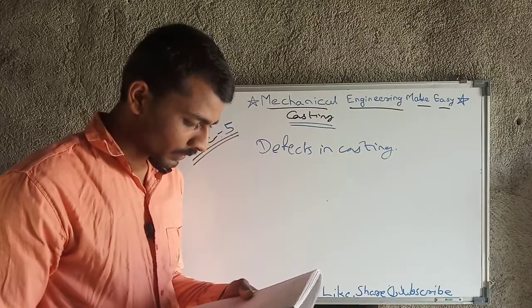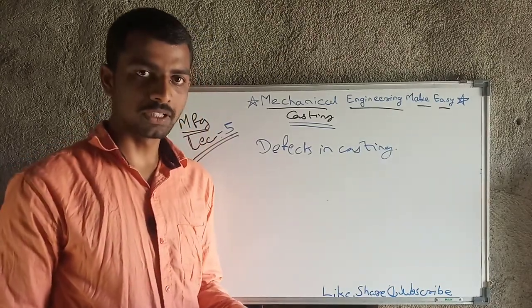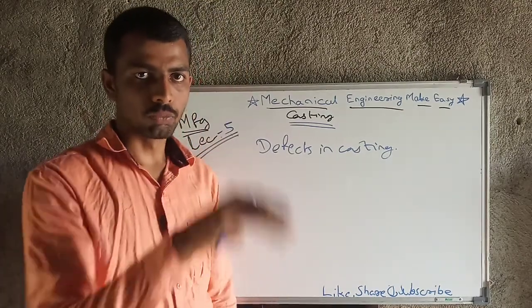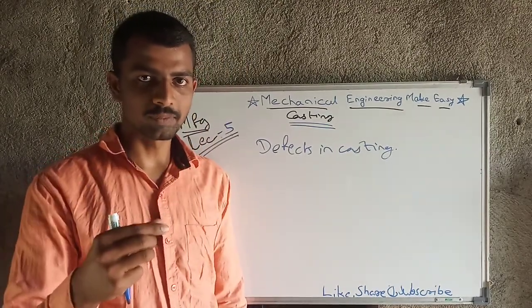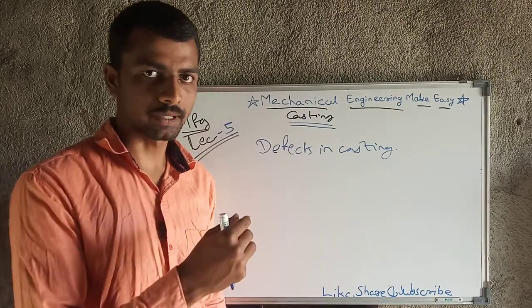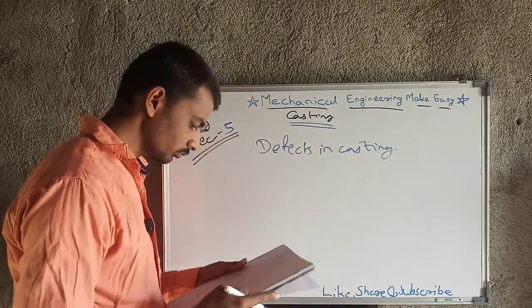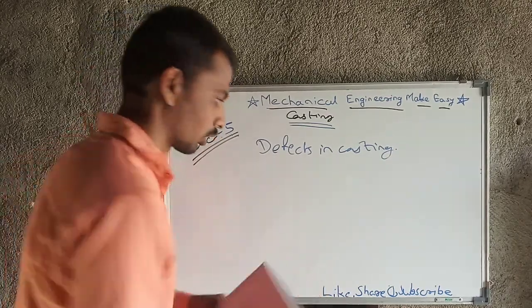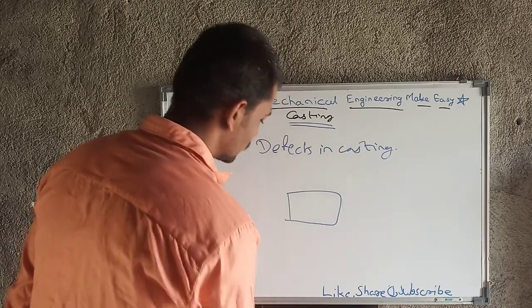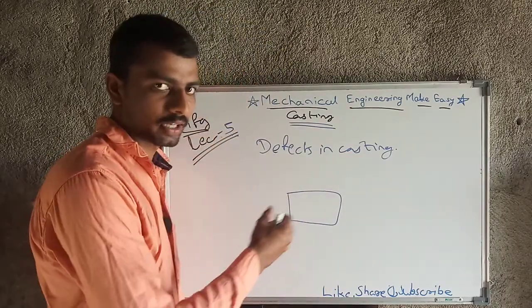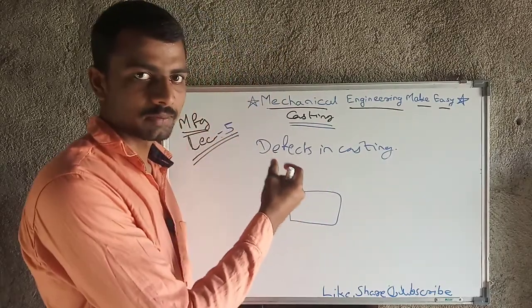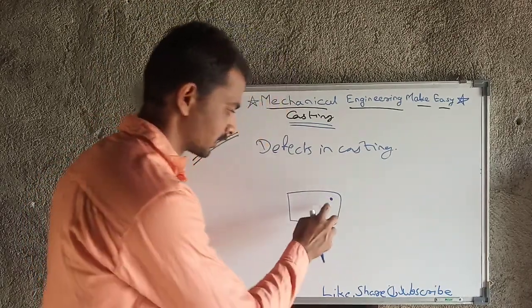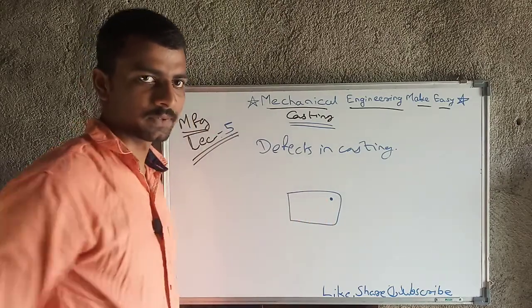Then next is porosity. Porosity means pinholes or gas may be there. It means in the molten metal the gas is entrapped, and that's why the porosity problem happens. Okay, then inclusion. Inclusion means foreign material in the casting product. If this is the casting, any foreign material, maybe a sand particle, came here and accumulated in the casting. So this is the inclusion, this is the defect.